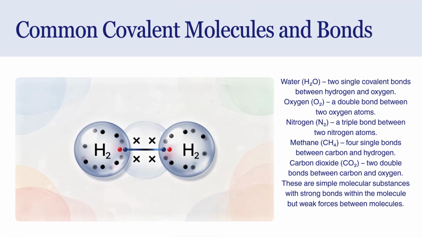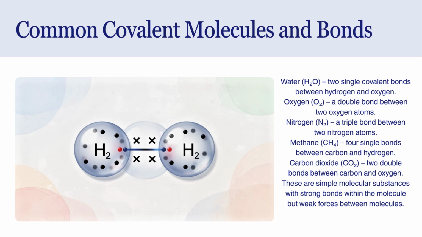Now let's look at some common examples, because this is where students usually start recognizing patterns. Take water, H2O. Oxygen needs 2 more electrons to fill its outer shell. Each hydrogen needs 1, so oxygen forms 2 single covalent bonds, 1 with each hydrogen. Each bond is one shared pair of electrons.